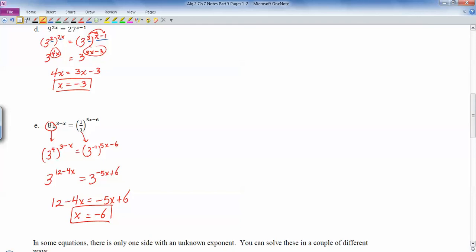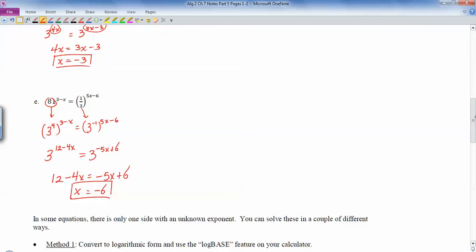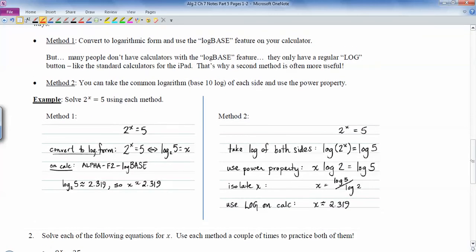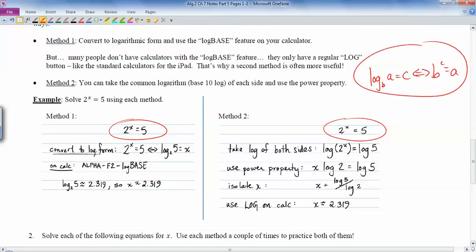So let's take a look at the next page. The next page is ones where you would need a calculator, essentially. So here's the example. Now, I solved it 2 different ways. One way is what we've already been doing. If I give you 2 to the x equals 5, you can convert that using your calculator, or you can convert that using the rule, log base b of a equals c means the same thing as b to the c equals a. So if you convert it, you get log base 2 of 5 equals x. And then this you can just plug in on your calculator and end up with 2.319.